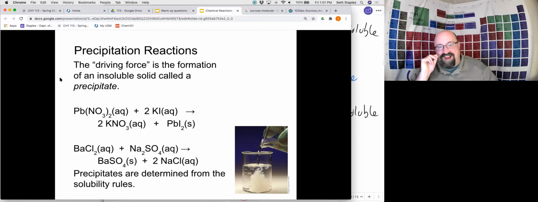And so the driving force of this reaction is the formation of that insoluble solid called a precipitate. That's what forces this reaction to occur, is the fact that a solid ends up forming after mixing together two aqueous solutions.